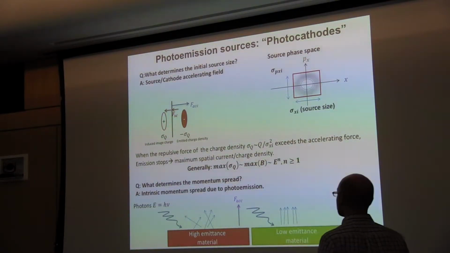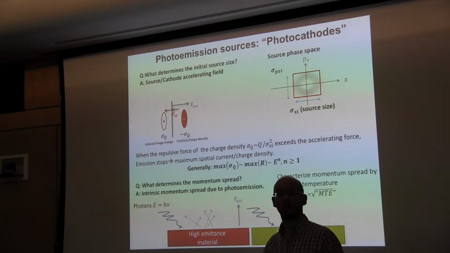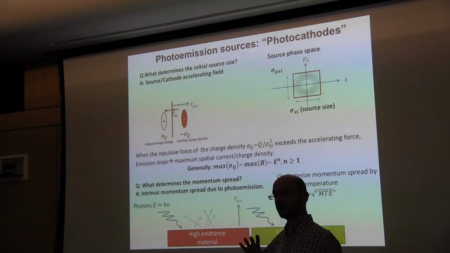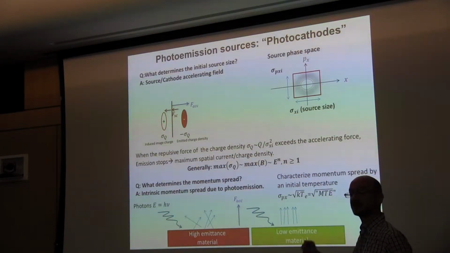A low emittance material is one which you might expect has very low transverse momentum. We can characterize the momentum spread by a few words, and I'm going to use them interchangeably. And it's good to think about them so that they're interchangeable in your mind. I think about it in my mind as an effective electron temperature.